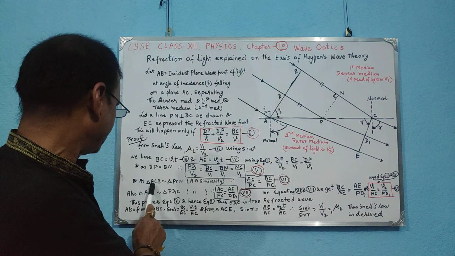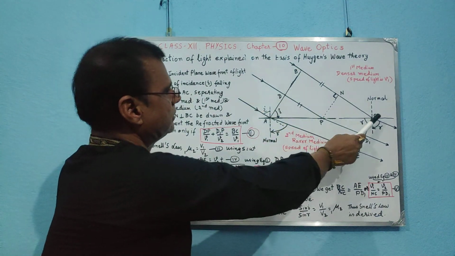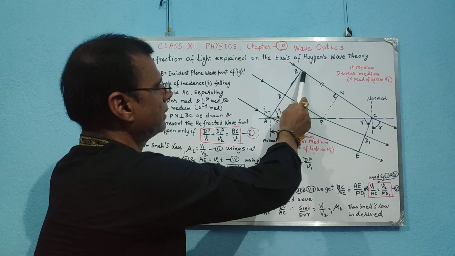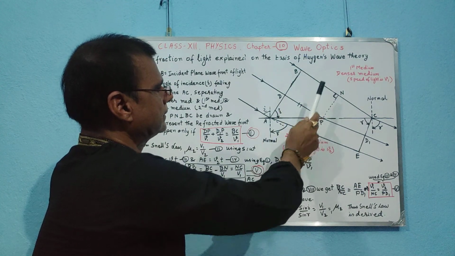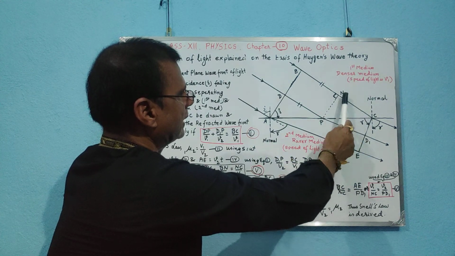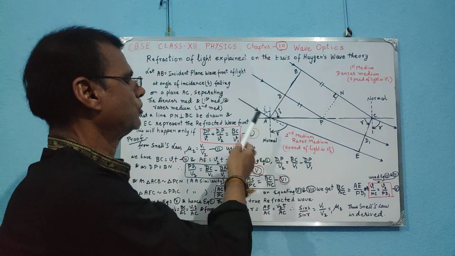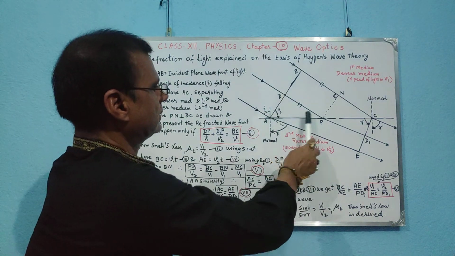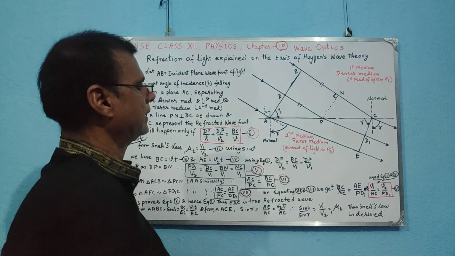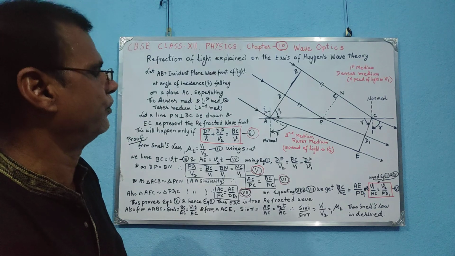Now from the similar triangles ACB and PCN, you see these are the two perpendicular 90-degree angles, and this angle is common: angle NCP and angle BCA are common, so the third angle also becomes common. We can also see the corresponding angles are equal, so these two triangles are similar.